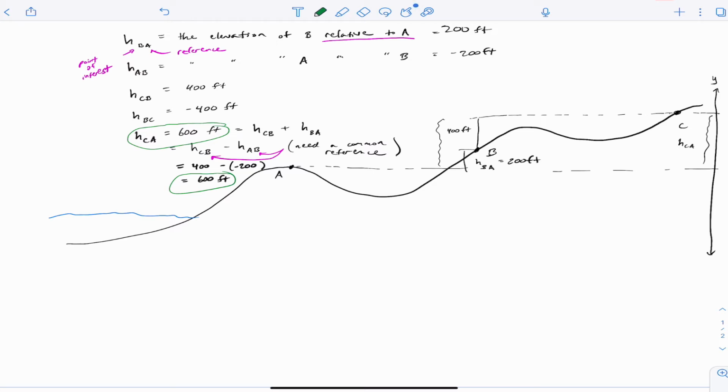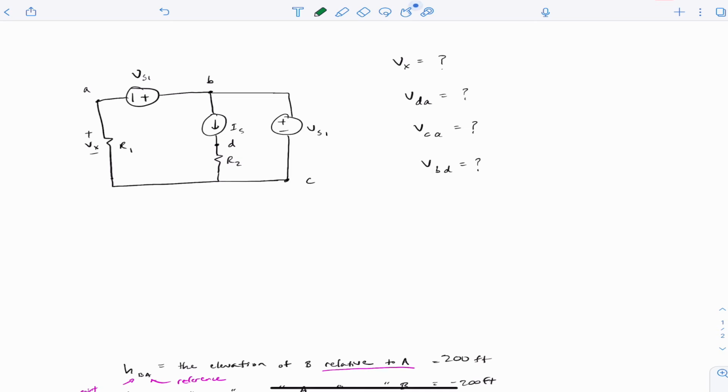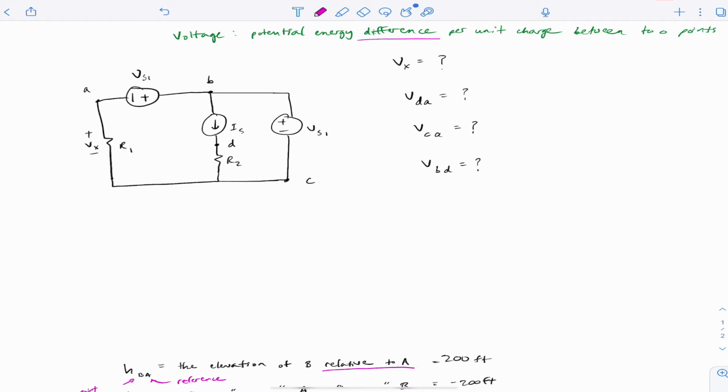What I'm really trying to get at here is that voltages in a circuit really are about two different points, just as every elevation is two different points. So you can think of voltage as a landscape in a circuit. Now, technically, voltage is the potential energy difference per unit charge between 2 points. So we can stress, right, a difference necessarily implies 2 points because you're comparing two things. And so that's what a voltage really is.